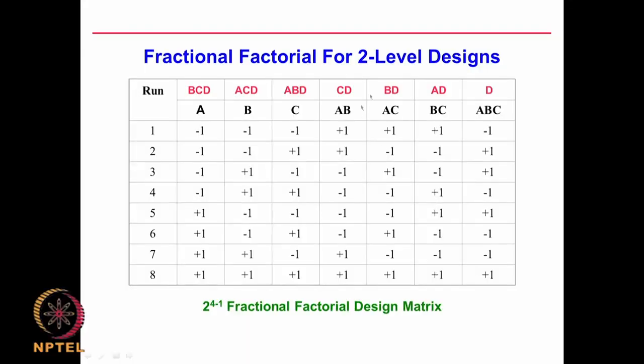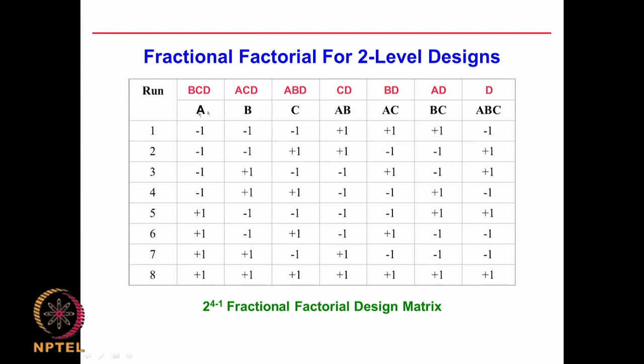Some interactions are confounded. AB interaction is confounded with CD, AC interaction is confounded with BD, BC interaction is confounded with AD. That means I will not be able to differentiate whether if some change is there, is it because of AD and or BC, whether it is because of AC or BD, because of AB or CD.